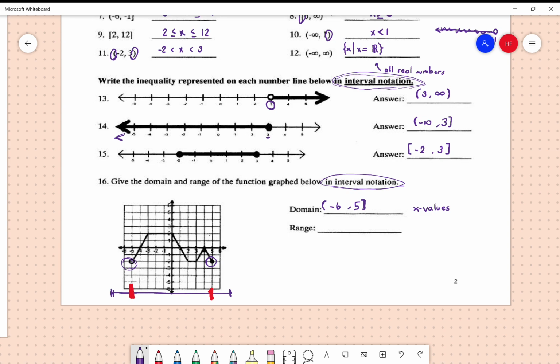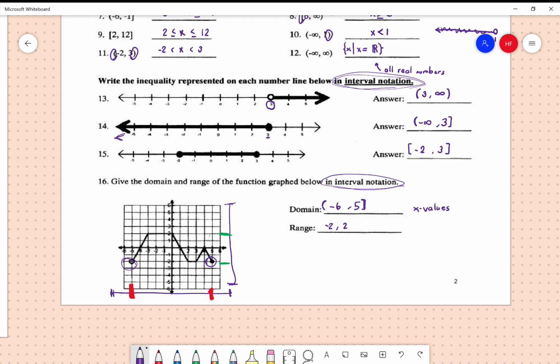Now when it says range, we're looking up and down. So for range, I'm going from this value all the way up to this value. So on my range, my lowest value is -2, and my highest value is 2.